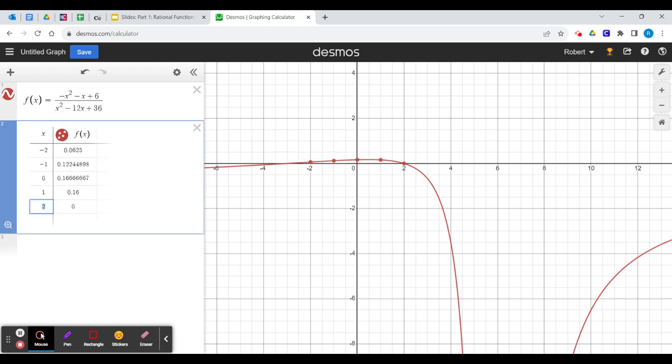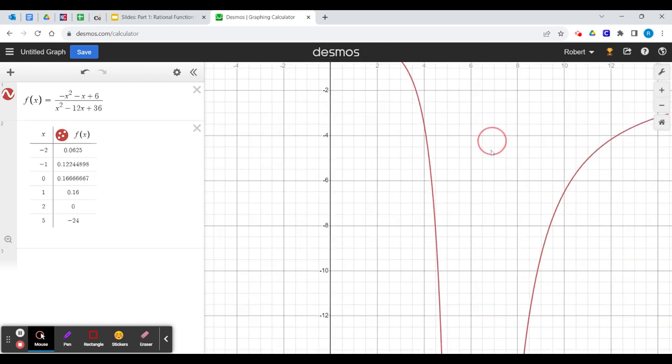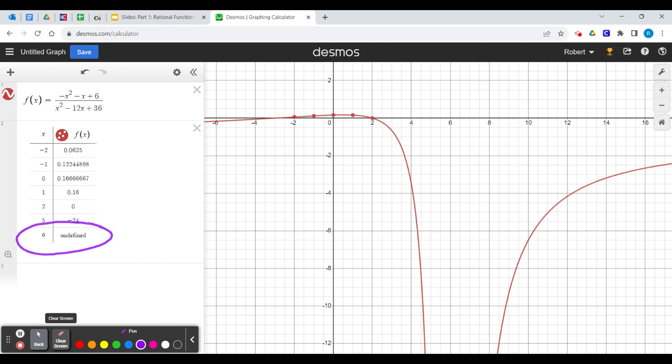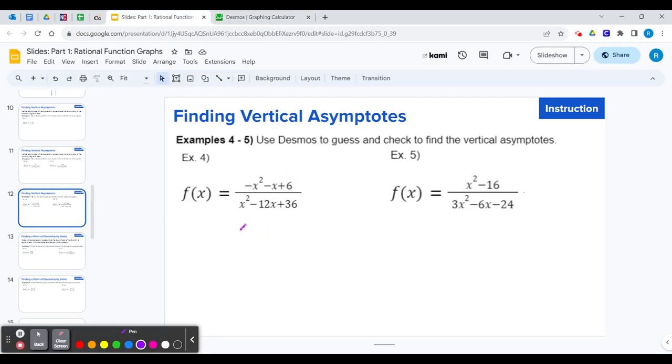Well, if I add another x value in this table and say, give me the x value at 5, that was my first guess at the asymptote, you'll notice that it gives me a value back. But if I plug in an x value of 6, notice how that shows up as undefined. So therefore, we would have an asymptote at x equals 6. So our asymptote here is x equals 6 from the graph.